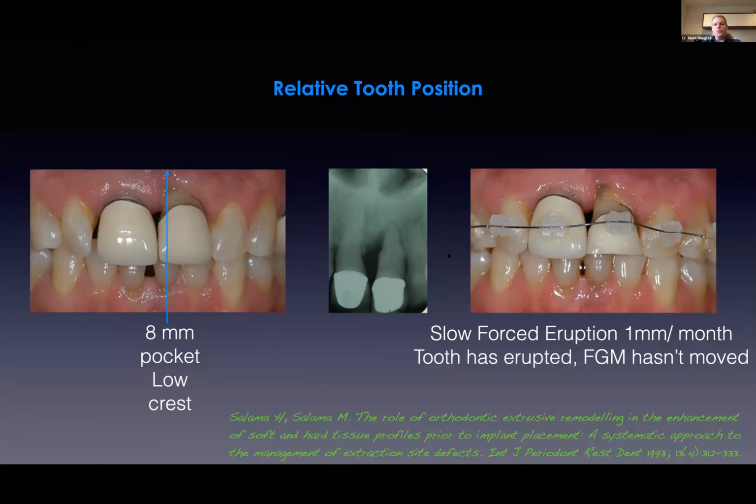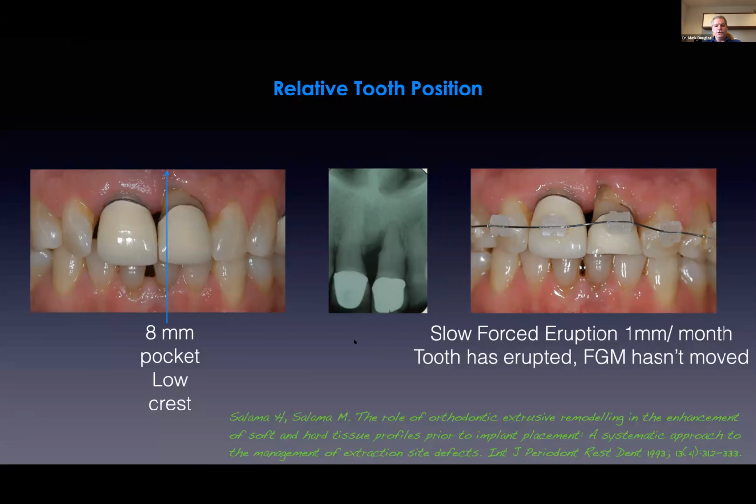So prior to placing our implant, what we did was we put some brackets on and we slowly erupted this tooth about 1 millimeter per month. And if you see in the picture on the right, the free gingival margin hasn't moved an awful lot yet, and you can see how much of the crown we've taken apart, and the wire is still up there. So what's going to happen as we continue with this is the first thing that happens is the sulcus inverts itself, and then the periodontal ligament fibers will pull the bone down.